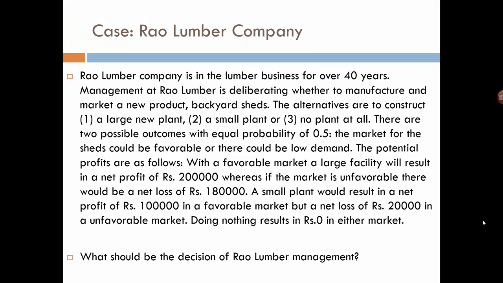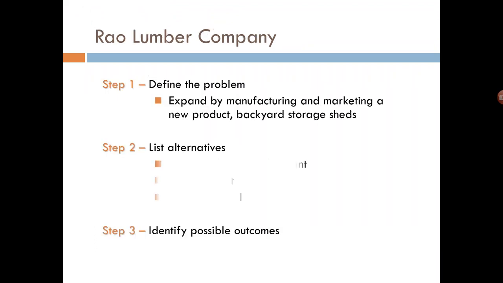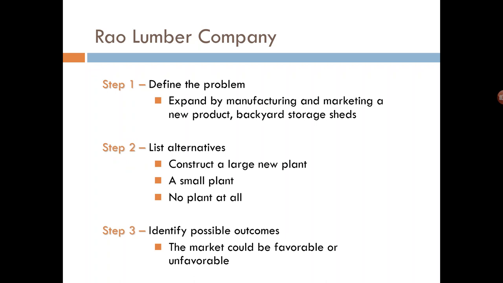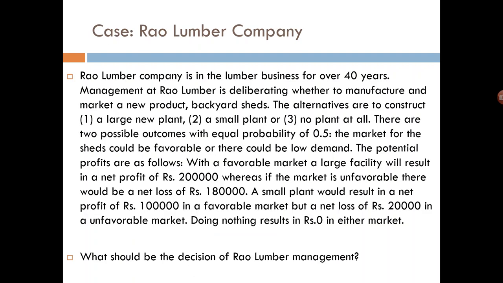So 50-50 chances. It does not mean that every time with 50 chances, you have to conduct a survey for that, or you have to depend on some economist who can tell you the market trend. So Amar, when they are already saying that the possibility is 0.5, that is 50%, what kind of prediction can we make out of it? Because they are already saying this is a possibility or this could be the probability. Even they know that they have three alternatives: constructing a large plant, constructing a small plant, constructing no plant. No plant means they don't want to construct further. They don't want to expand.